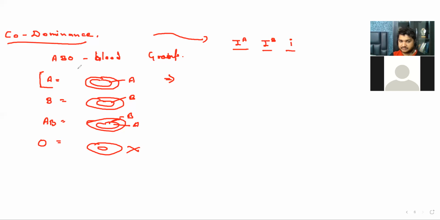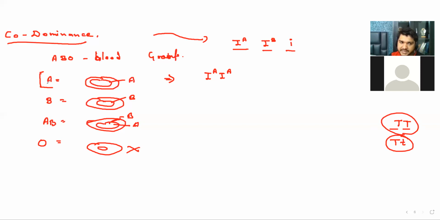But if the blood group is A, can we say that it should be IA and IA, because both will lead to the A blood group? Wait, I'm kind of confused. See, if I am tall, you can take capital T, capital T, or capital T, small t. Both are tall, basically. So I am doing the same thing here.